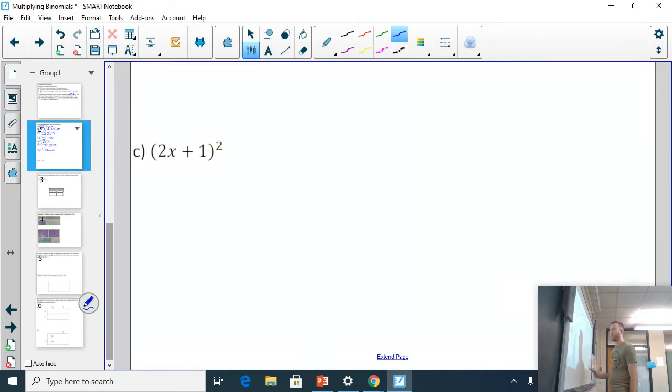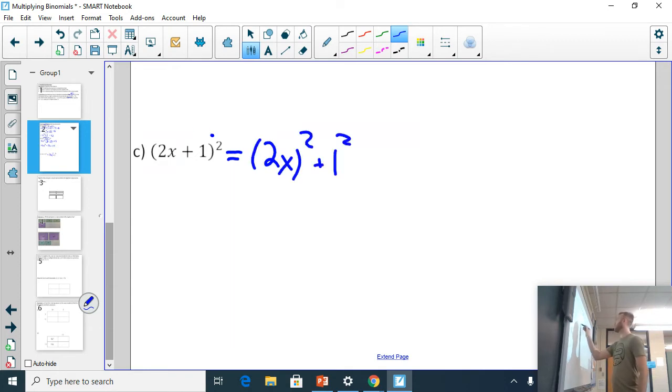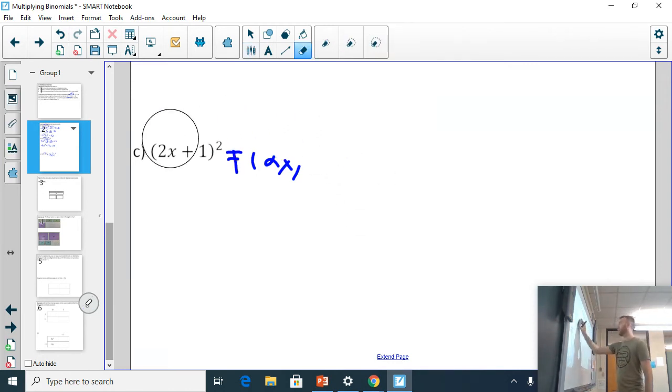So then here, I thought I'd throw this one in here. 2x plus 1 squared. This is the mistake that you probably see most in math. A lot of people will want to write, well, that's 2x squared plus 1 squared, right? They're thinking just throw that in there. But remember, that's not true. Those are not the same thing.